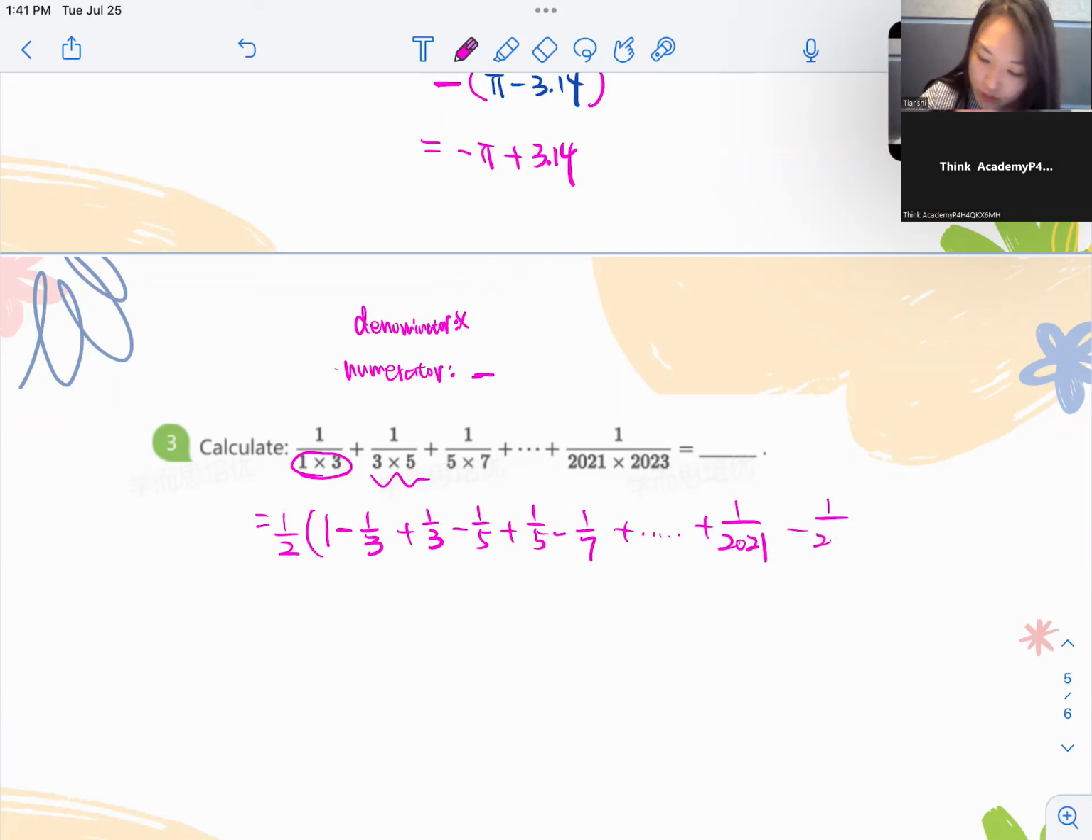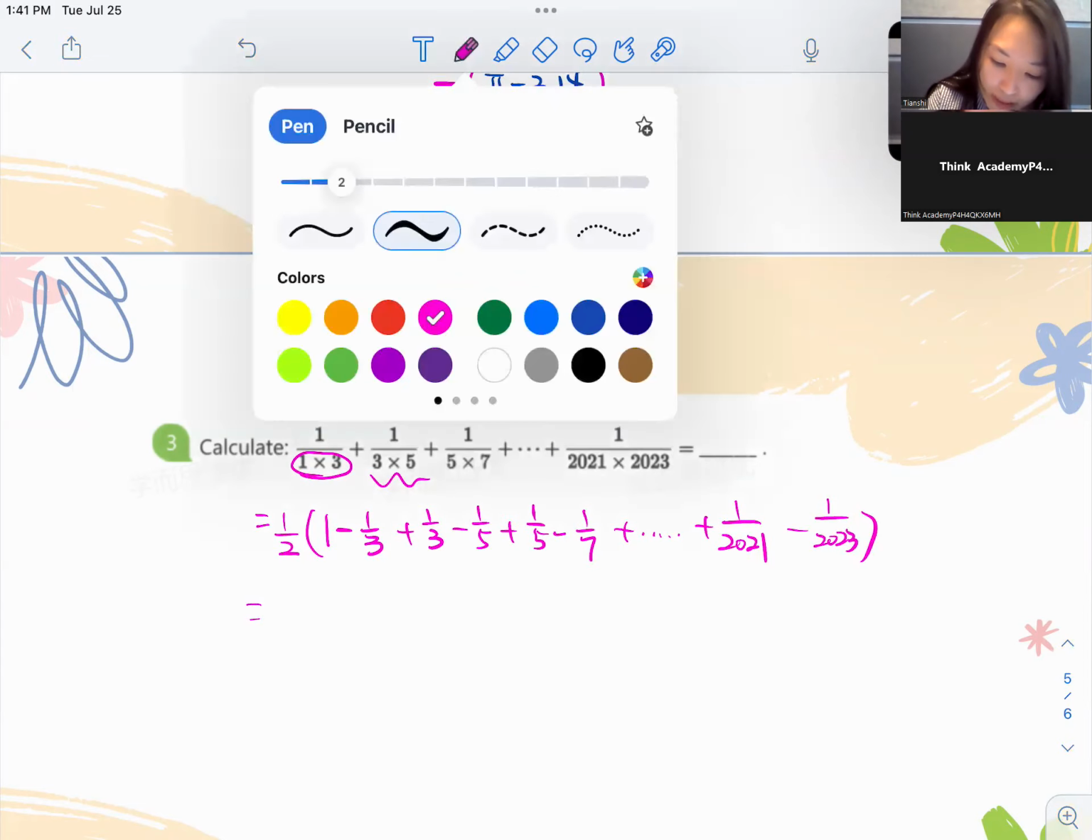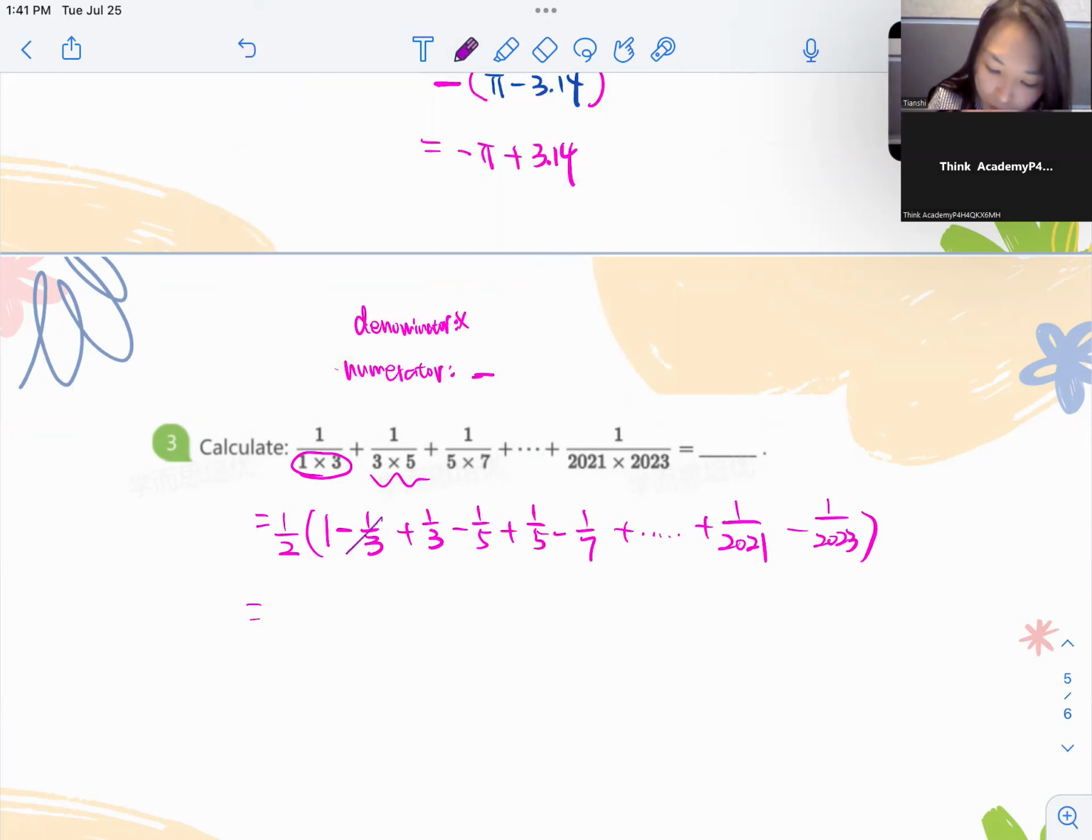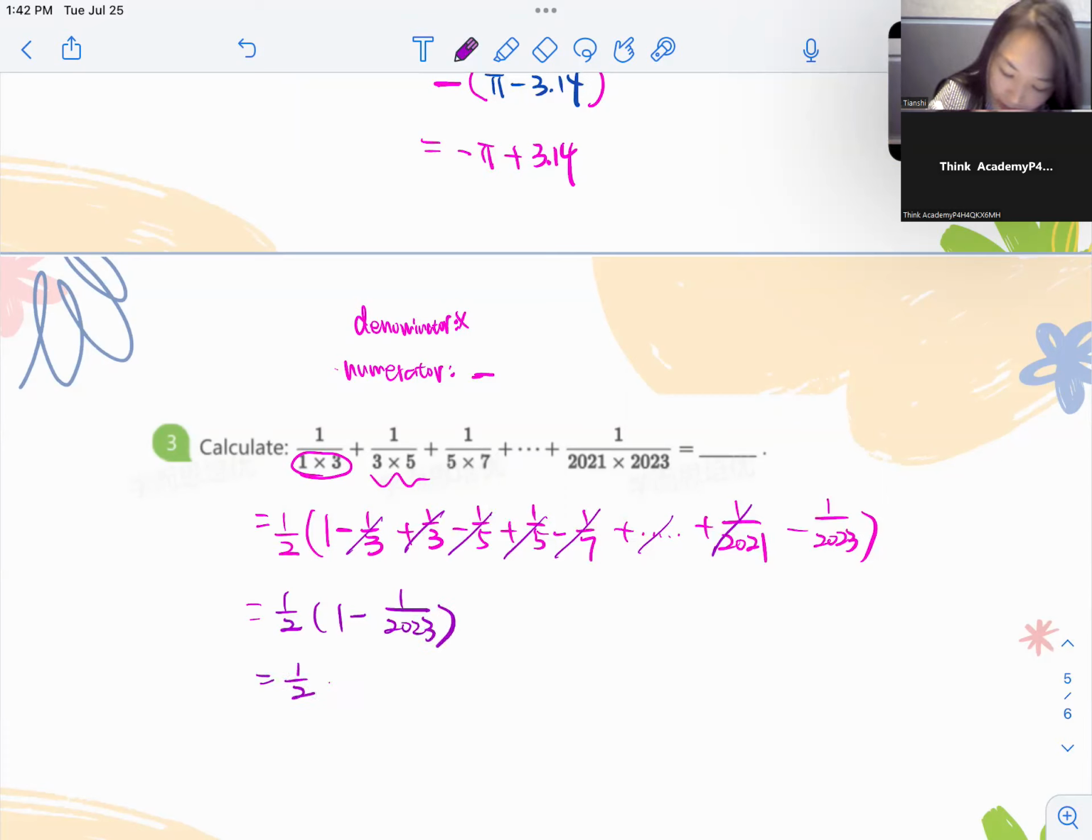And then the last term is plus 1/2021 minus 1/2023. Here, the most important thing for the splitting method is that all the middle terms can cancel out each other. So the thing left will be the first thing minus the last thing. And then do the calculation. It is 2023 and 2022. And then the final result will be 1011 divided by 2023.